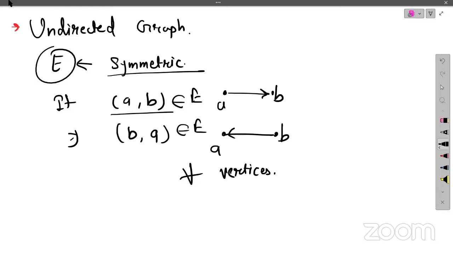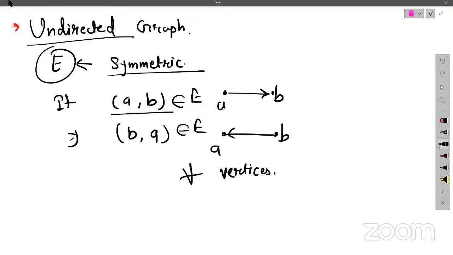So undirected graphs are those graphs where the set of edges has the symmetric pairs too. That means you can go from A to B and also reverse it. That means you can also go from B to A. So in general, if it is symmetric, it is an undirected graph, because you can go from any direction to any direction.